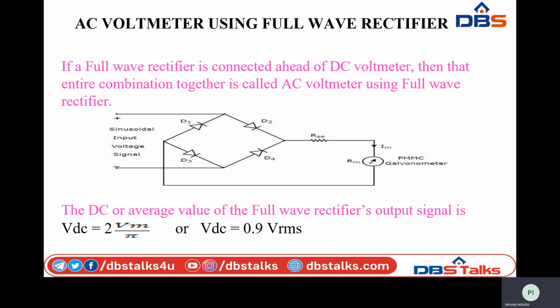If we measure the average DC value VDC, it will be 0.9 times VRMS. Obviously, since the full wave rectifier output is twice that of the half wave rectifier, here also we will be able to calculate the voltage, which is 0.9 times the root mean square value of the applied input signal.